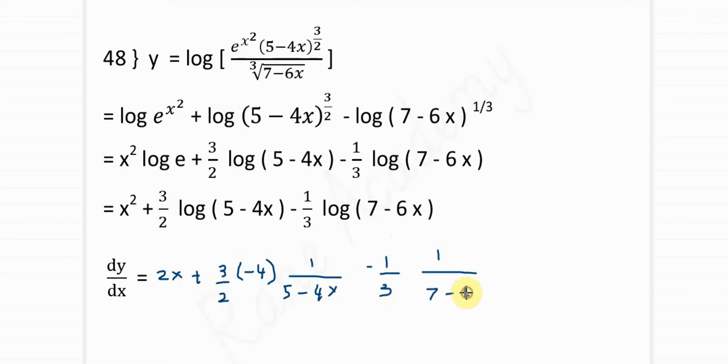And then we differentiate 7 minus 6x, which is minus 6. Now further simplification is easy. You can cancel here 2 and 4: 2 ones are 2, 2 twos are 4, and 3 ones are 3, 3 twos are 6, and you can get the final answer.